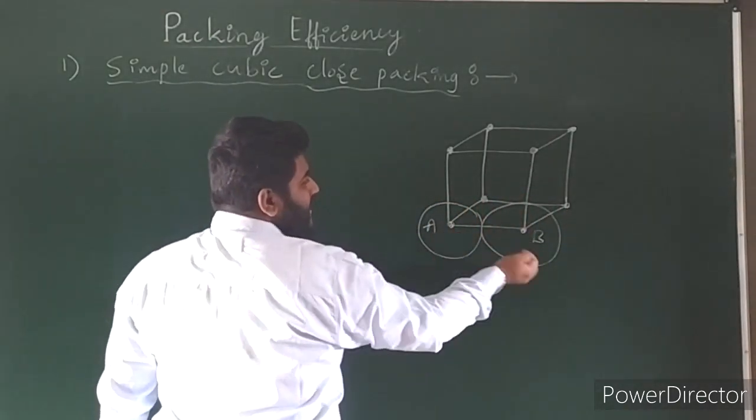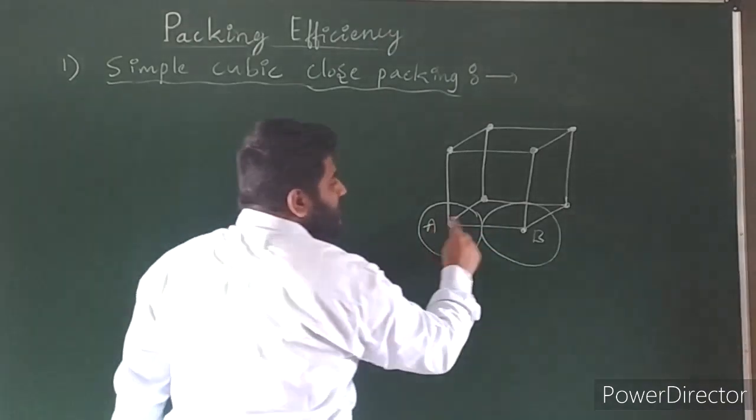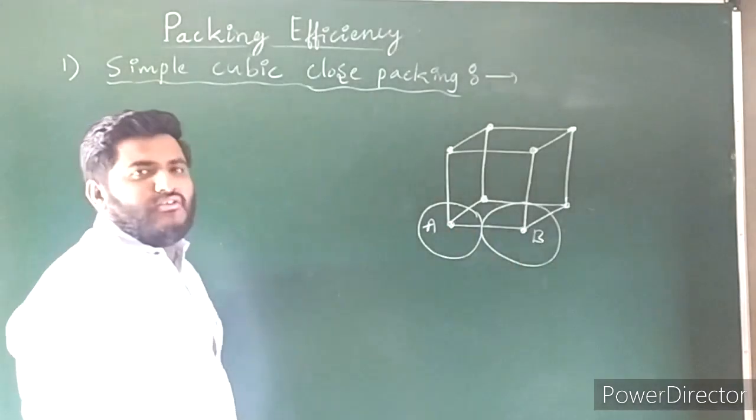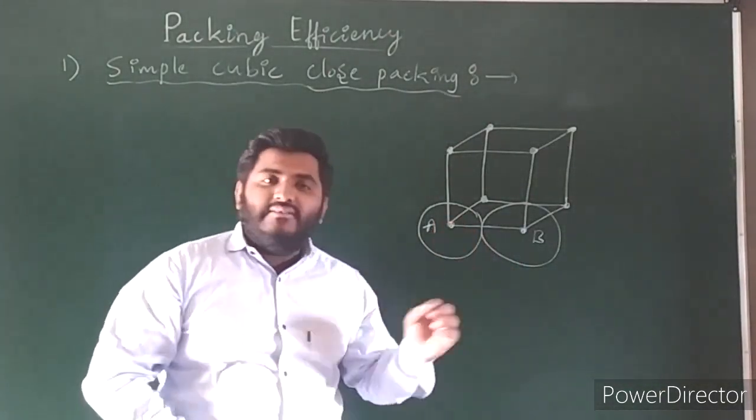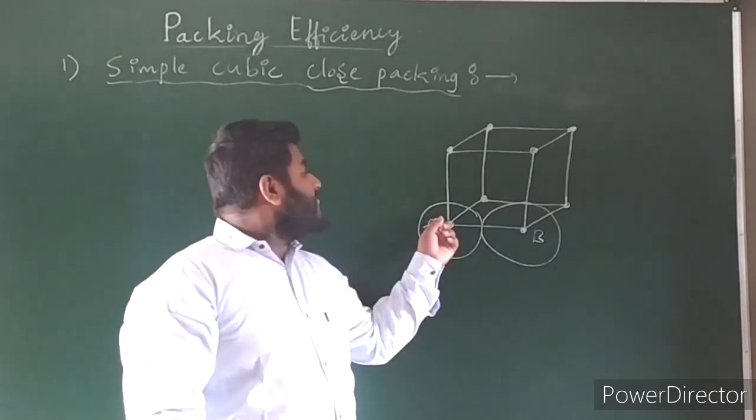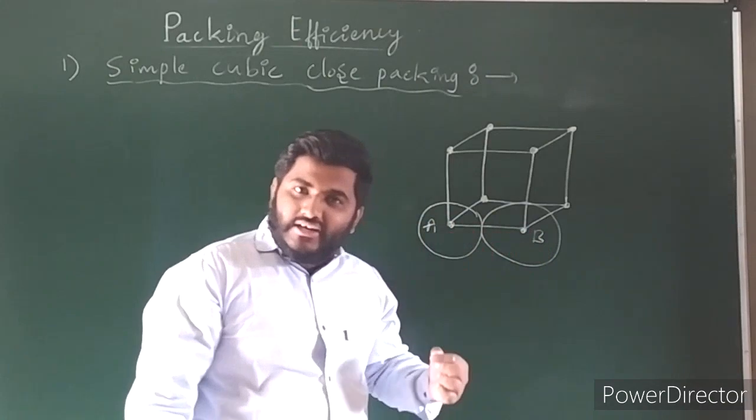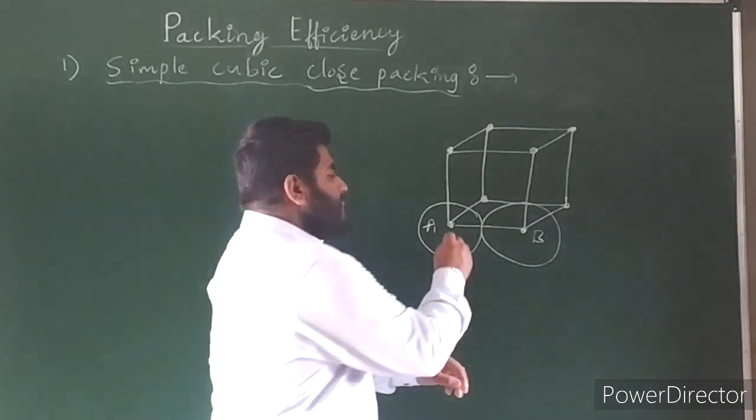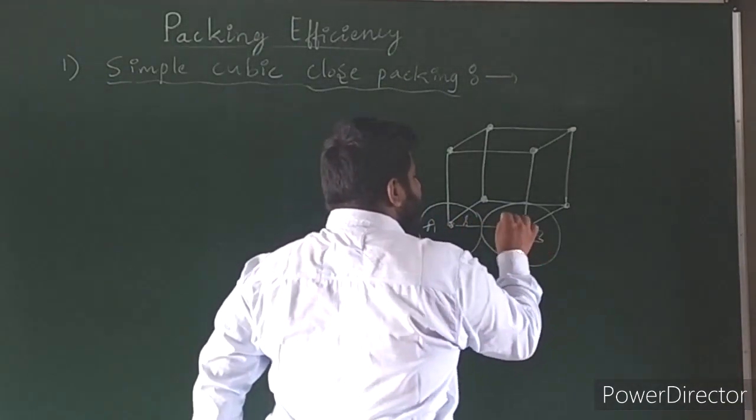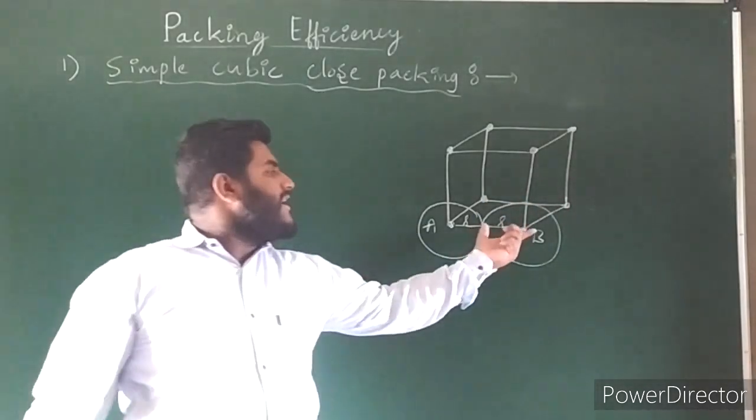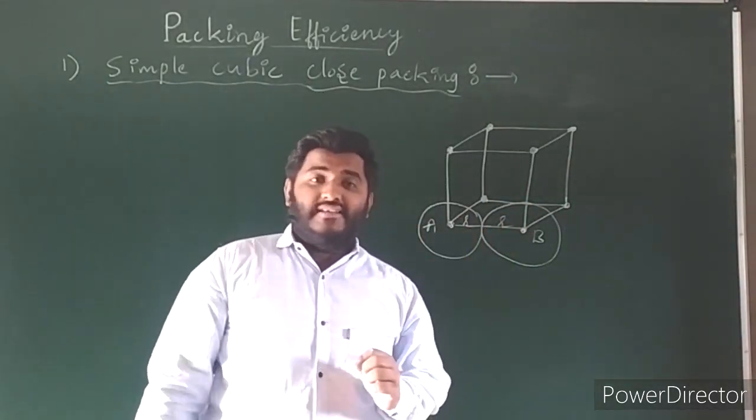A to B is one edge of the cube. Here two spheres are in contact with each other. What is a sphere here? A sphere is nothing but an atom. One atom is on each edge, and two atoms are in contact with each other. So what is the radius of this sphere? R. The radius of this sphere is R. So totally one edge is equal to 2R in this case.